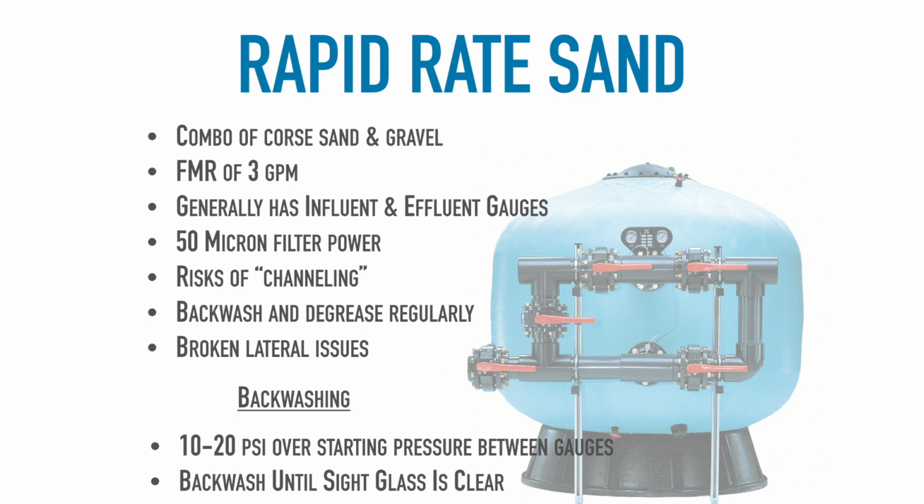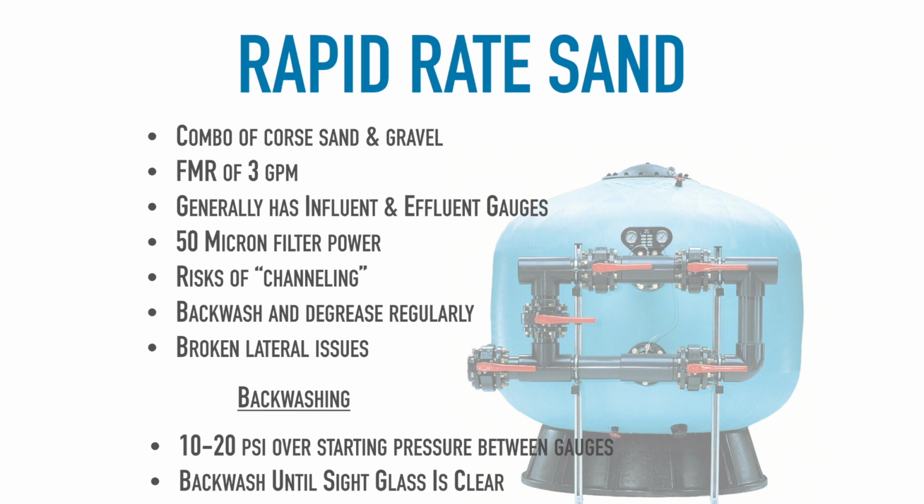They are gigantic. And you'll also notice on the front of the filter that we see in the slide here is that they have both an influent and effluent gauge. Those influent and effluent gauges also give us insight into when we need to backwash. When those gauges have a difference of 10 to 20 psi over starting pressure between them, that's when you know it's time to backwash. 10 to 20 psi over starting pressure between the two gauges is when you backwash a rapid rate sand filter.